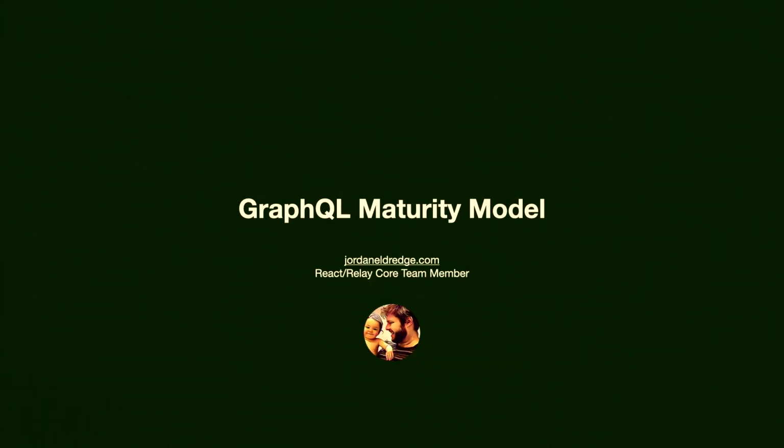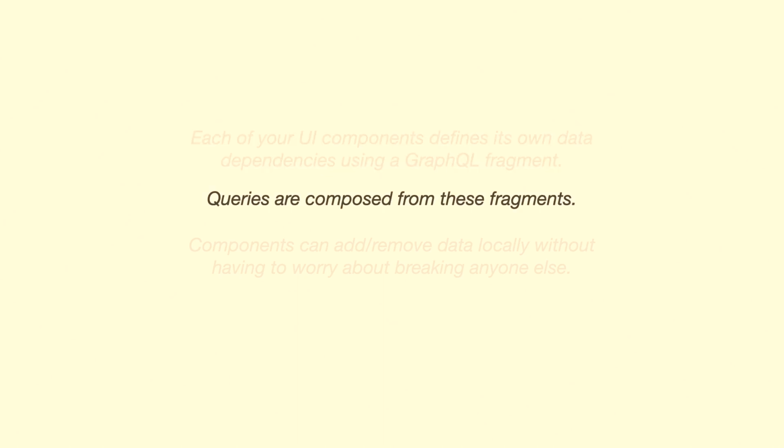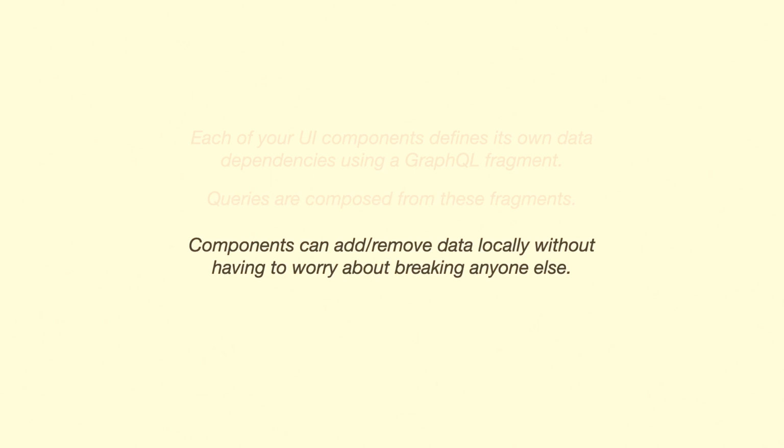I think another great way to put this is Jordan Eldridge. He has this GraphQL maturity model, and in point 8, he notes this: each of your UI components defines its own data dependencies using a GraphQL fragment. Queries are composed of these fragments. And this enables components to add or remove data locally without having to worry about breaking anyone else.